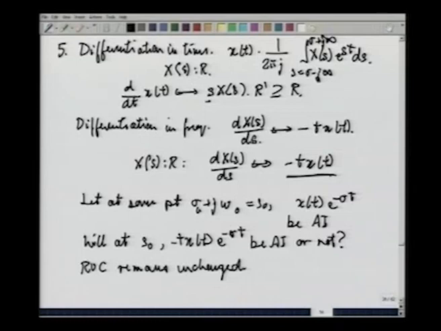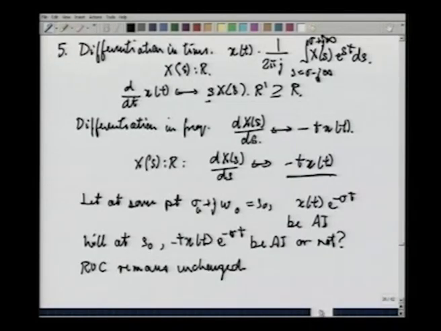Fine. Next, let us consider the running integral, the Laplace transform of the running integral of x(t). Let x(t) transform to X(s) with an ROC R. What happens to the integral from minus infinity to t of x(t') dt', which is the running integral?